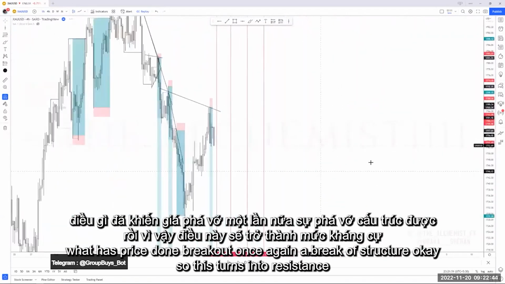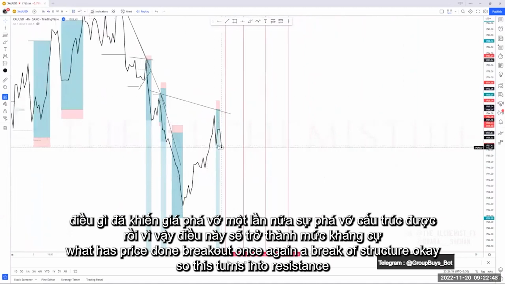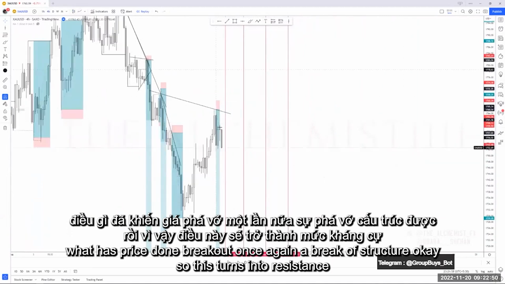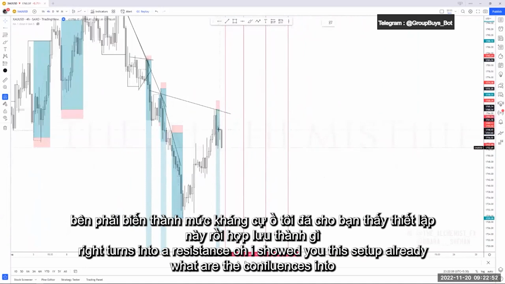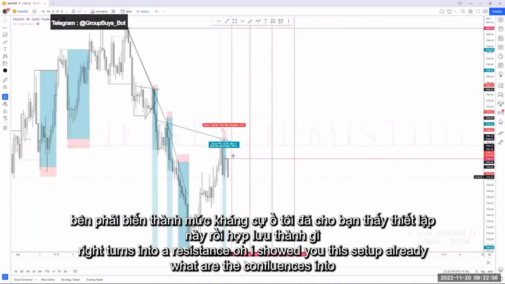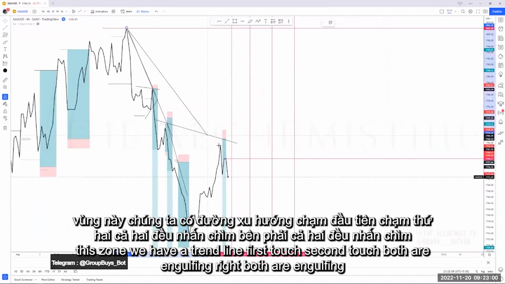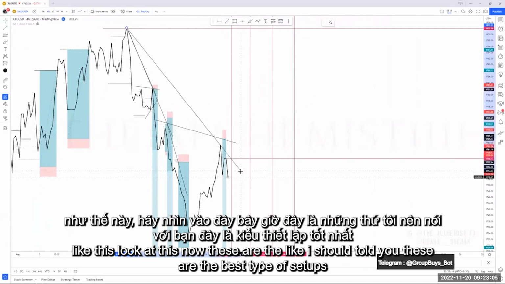Okay, so let's see. What has price done? Breakout once again. Breakout structure. So this turns into a resistance, right? Oh, I showed you this setup already. What are the confluences into this zone? We have a trend line. First touch, second touch. Both are engulfing, right? Both are engulfing. Like this.